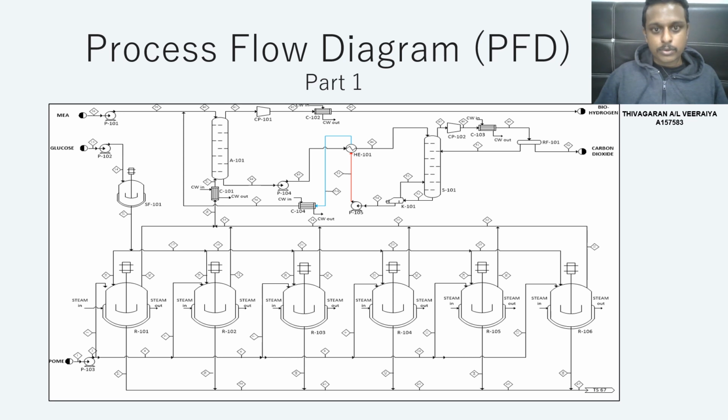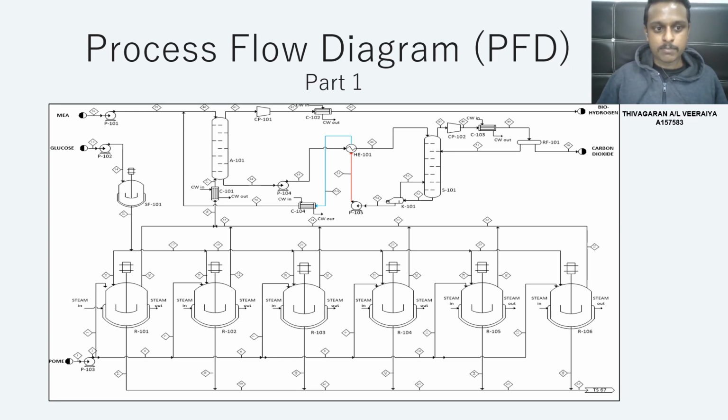This is the process flow diagram after heat integration. Initially, POME will be fed into 6 anaerobic reactors in order to produce biohydrogen, carbon dioxide, and volatile fatty acids at 85 degrees Celsius and 1 bar. This process is facilitated by effective microbes. Biohydrogen and carbon dioxide are ventilated as a top product to the absorber.